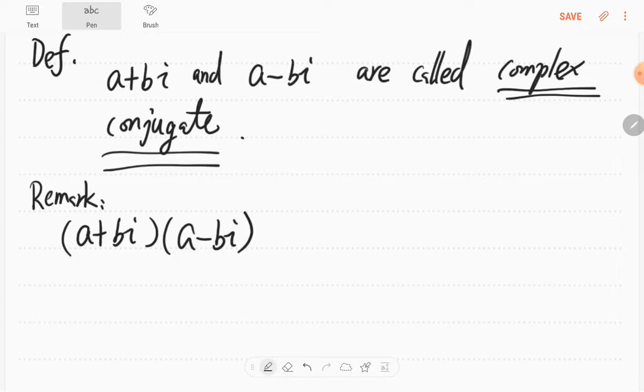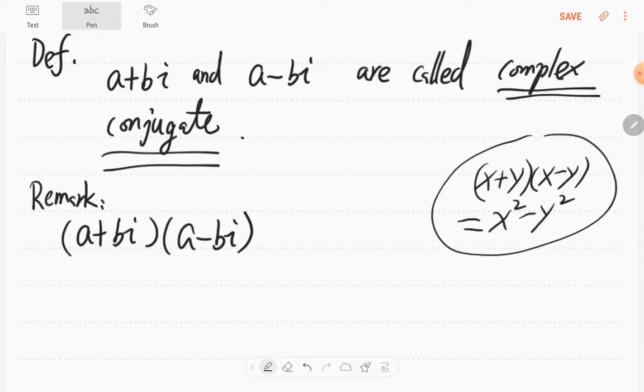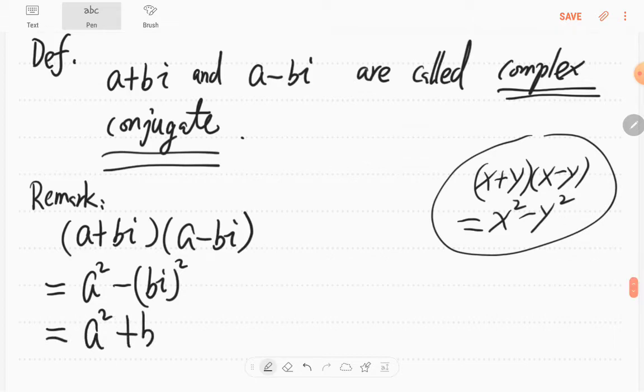We know that if you have x plus y times x minus y, if you expand it and simplify, it's equal to x squared minus y squared, right? So we use this idea, we treat i as a number. So it becomes a squared minus (bi) squared. And (bi) squared equals negative b squared, right? So it becomes a squared plus b squared.